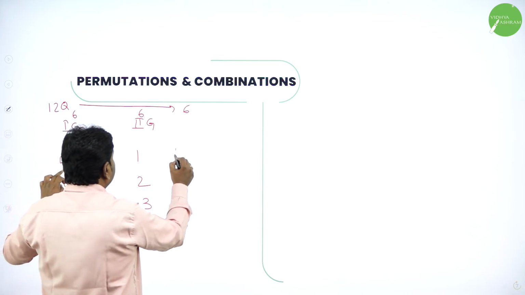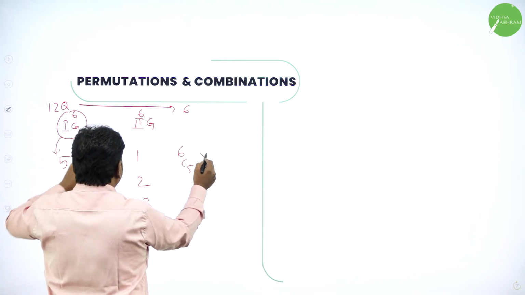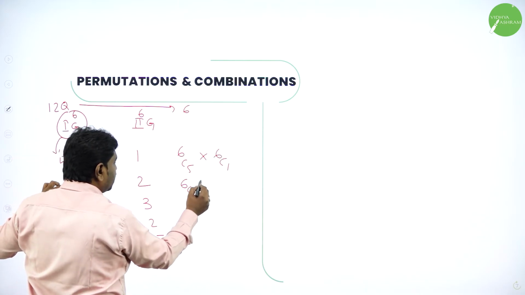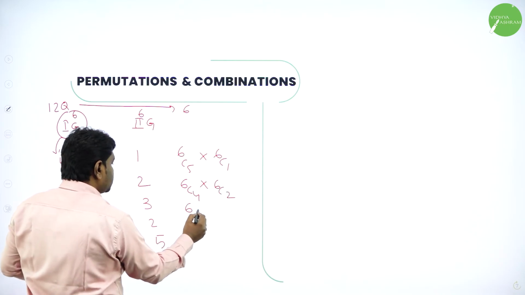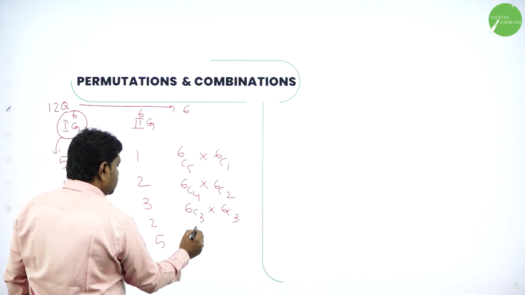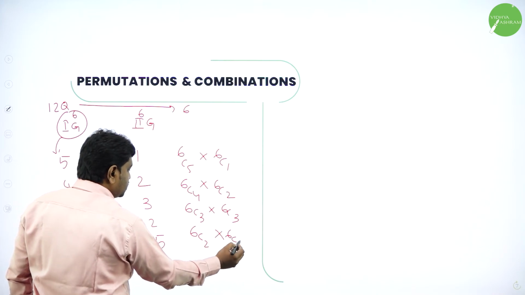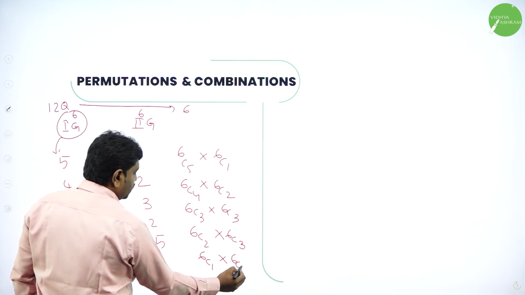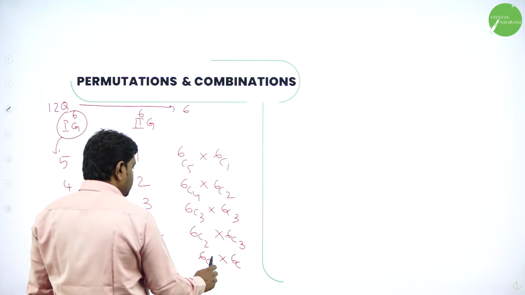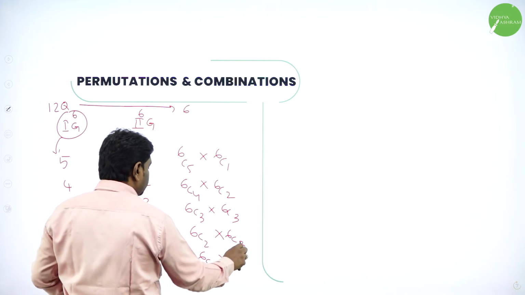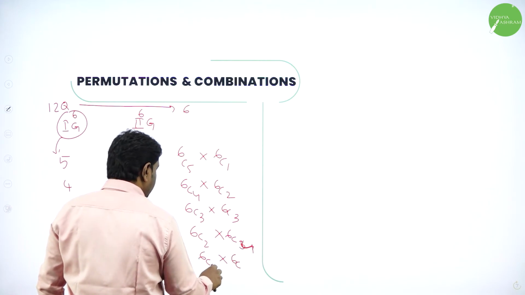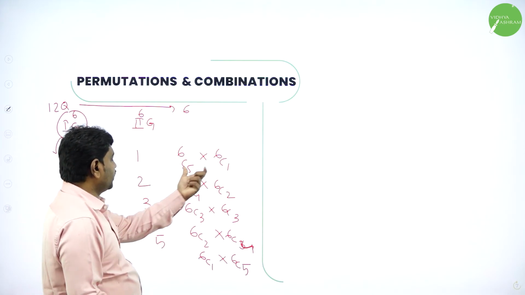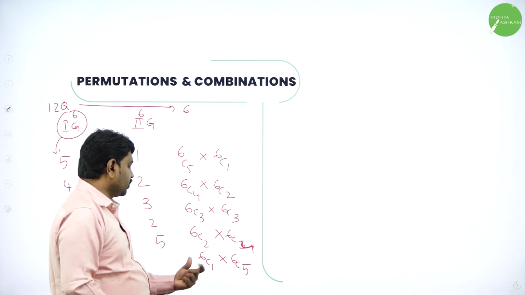So now this can be written as out of 6, 5 can be selected in 6C5. Out of 6, 1 can be selected in 6C1. Then next, out of 6, 4 can be selected in 6C4. Here 6C2. Then 6C3, 6C3. Then 6C2, 6C4. Then 6C1, 6C5. So total should be what? 6 questions. 5 plus 1, 4 plus 2, 3 plus 3, 2 plus 4, 1 plus 5.